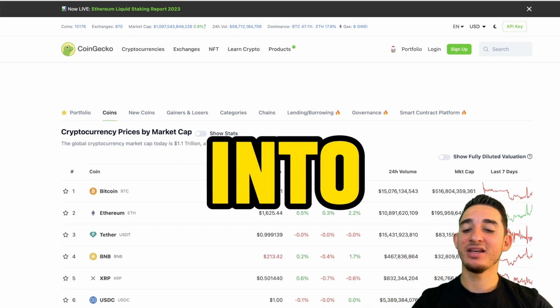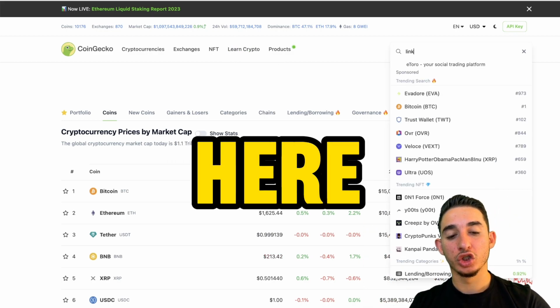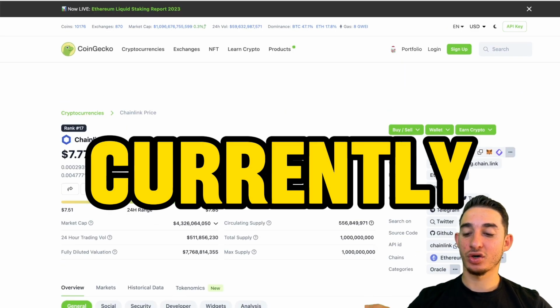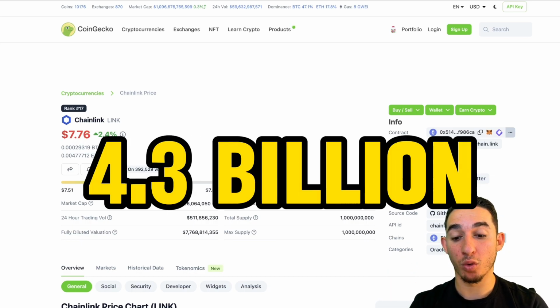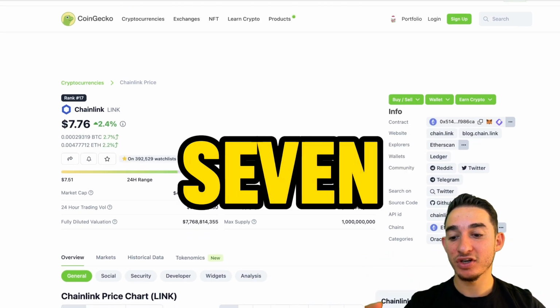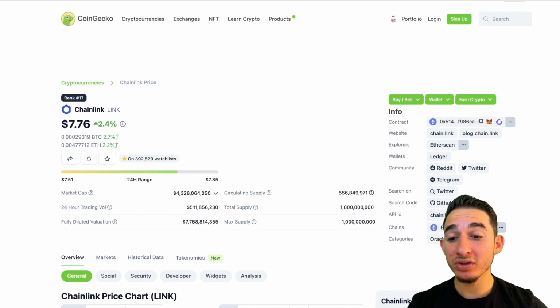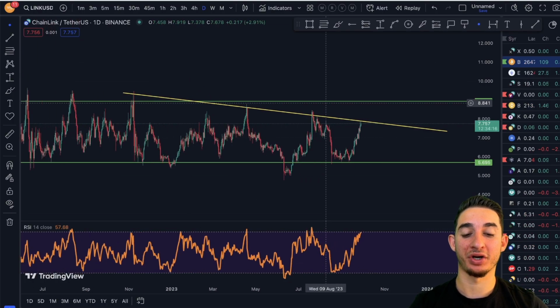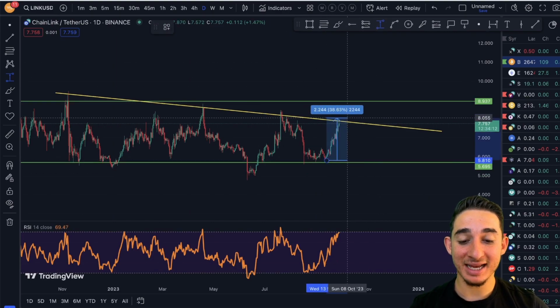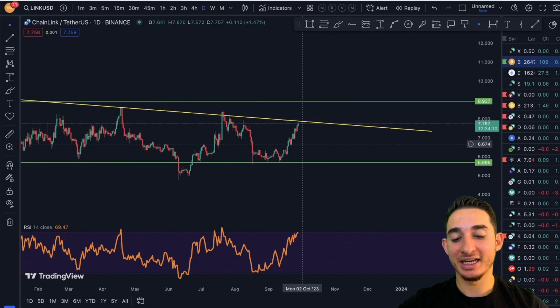So diving into Chainlink right here, straight off on CoinGecko, we can see that Chainlink is currently sitting at a market cap of $4.3 billion, up 2.4%, trading at $7.76. We know that Chainlink has by far been the biggest story in September, up almost 40% in a matter of just a couple of weeks.